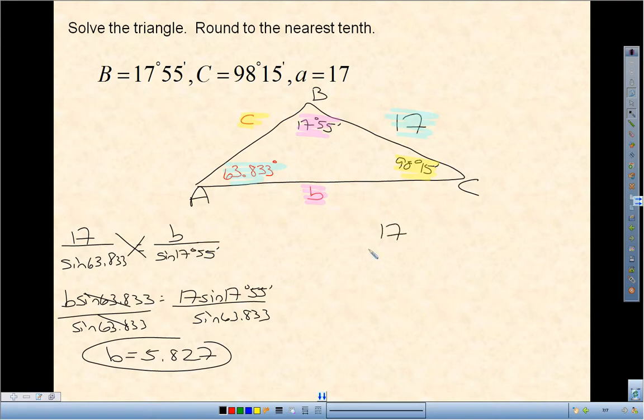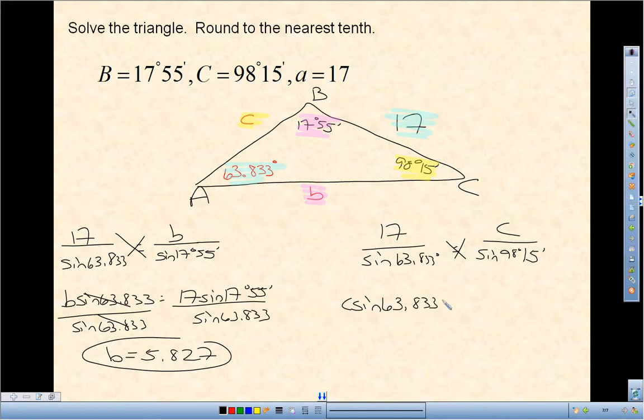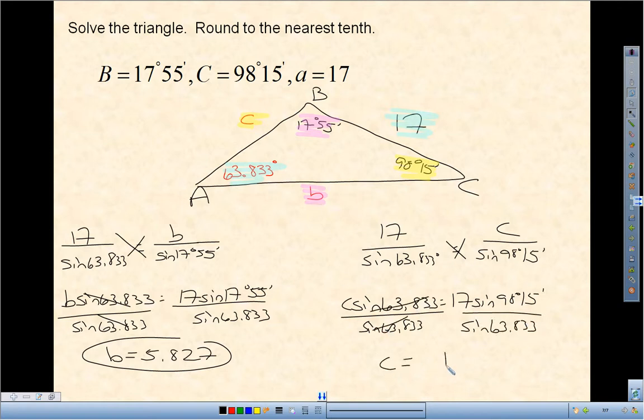Alright, for the other one, I'd have 17 sine of 63.833 degrees equals C over sine of 98 degrees, 15 minutes. Cross multiply. You'll notice that it's pretty much the same process over and over again. So once you get the pattern down, it's pretty easy. And now divide by sine of 63.833. And that'll leave me 18.745. Perfect. All right, let's look at one more concrete example.